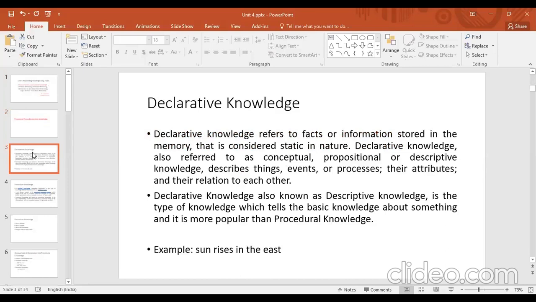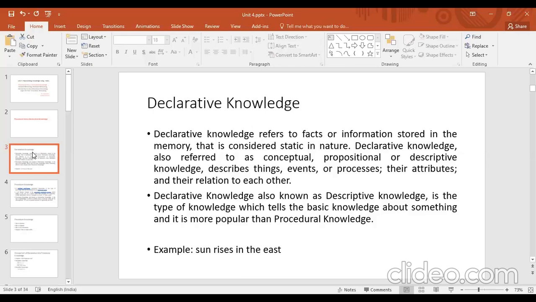Declarative knowledge refers to facts or information stored in memory that is considered static in nature. Declarative knowledge is often referred to as conceptual, propositional or descriptive knowledge. It describes things, events or processes, their attributes and their relation to each other. We can say that declarative knowledge is the real fact or the real data regarding your problem.